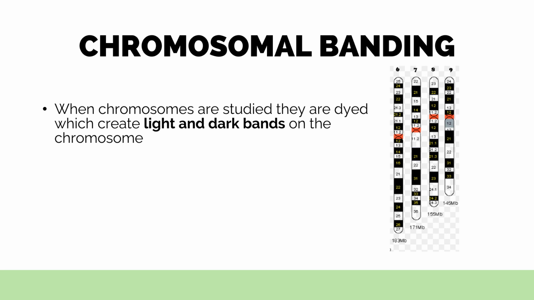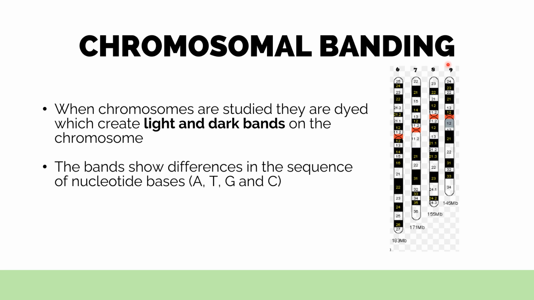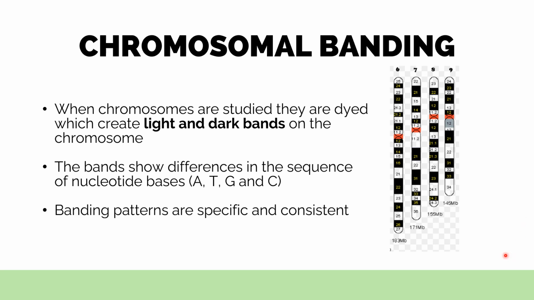When we are looking at chromosomes and we're trying to develop a visual representation of chromosomes, we will start by dyeing them to create light and dark bands in the chromosomes. This is what we call chromosomal banding. The bands show differences in the sequence of nucleotide bases. For example, A and T will create darker bands, whereas G and C create lighter bands. This banding pattern is very specific and consistent.